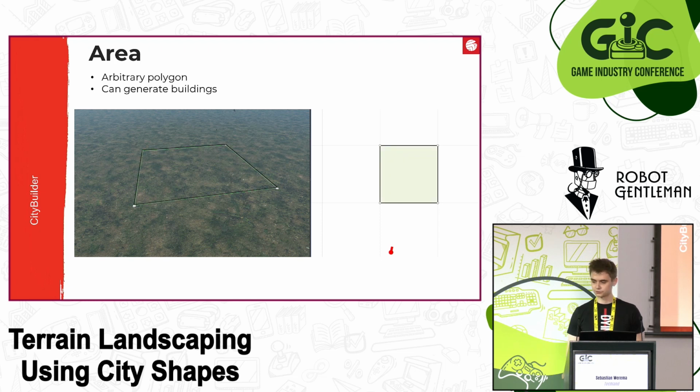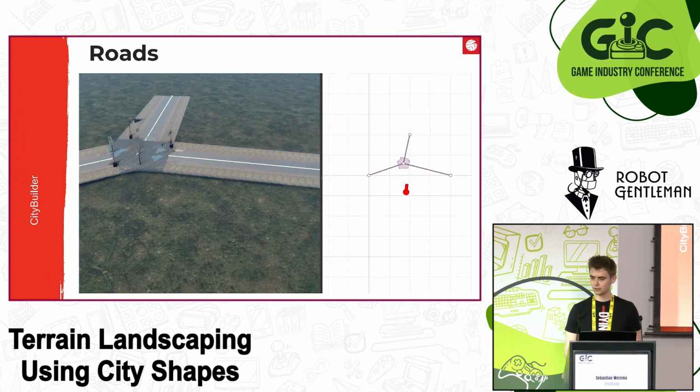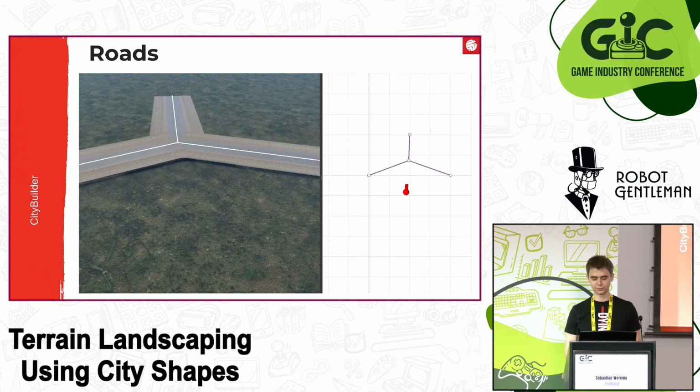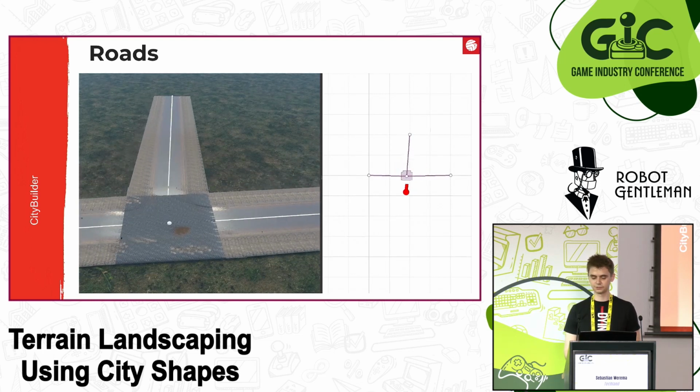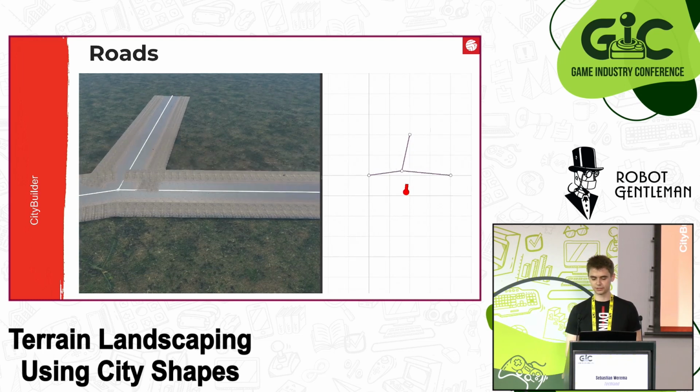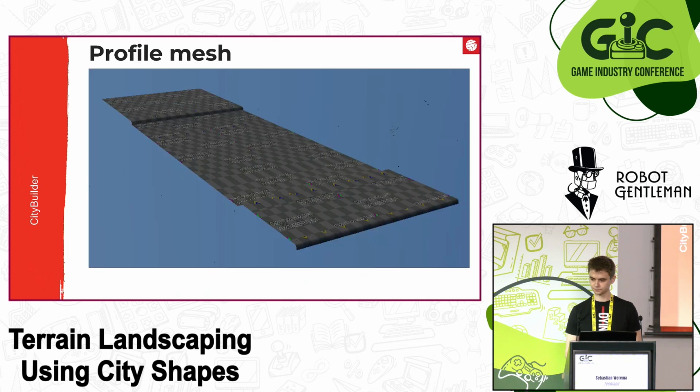Now, when we draw the last edge, a polygon forms, and these polygons are called areas, and for the most part, they generate either buildings or nature biomes. As mentioned before, edges can generate roads, and when conditions are met, nodes generate crossroads. These conditions are, for example, the number of edges for a node, or the angles between these edges.